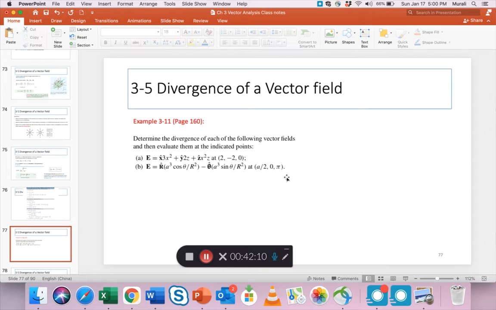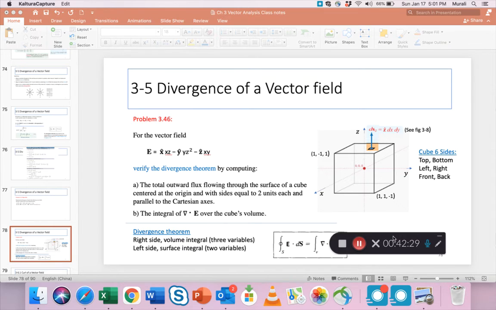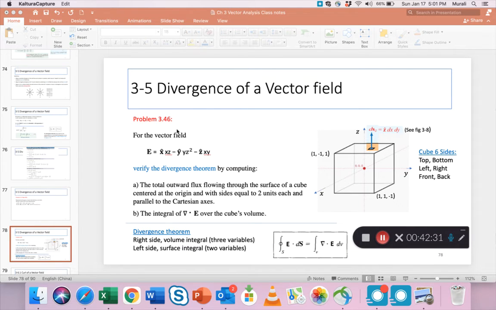Okay, example 311 on page 160. Here we are asked to find divergence. Again, this is a scalar product. I'm not going to go through this in detail. I'll leave it to you to look at. But I'll stop at slide 78, where I'm picking a problem from the back of the chapter, problem 346, to solve.